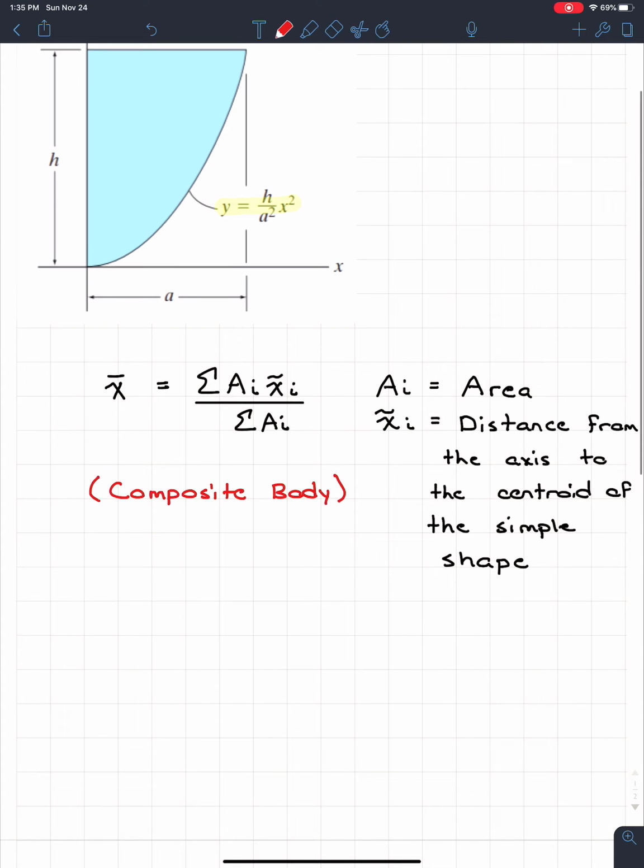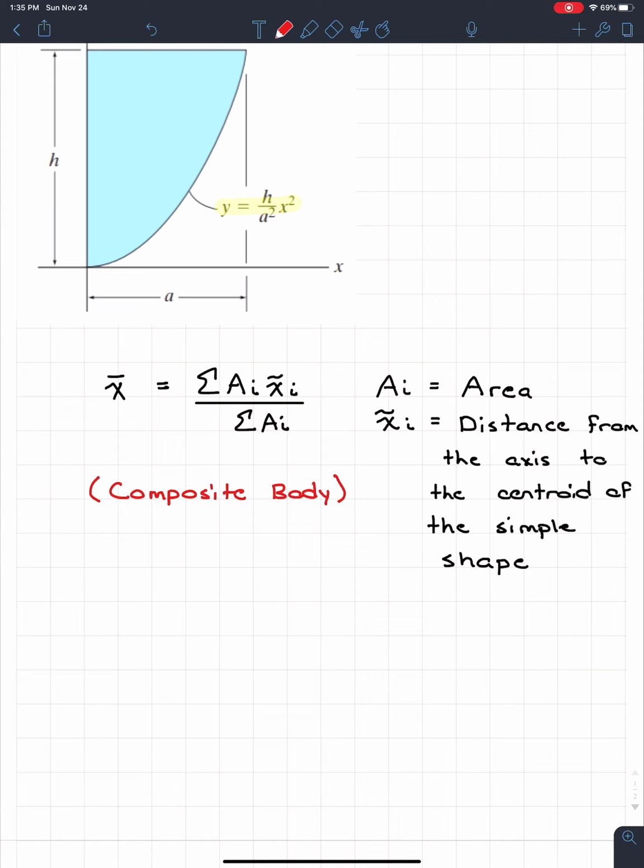Because remember, a composite body will always be simple shapes. Triangles, squares, rectangles, stuff like that. So we can find the area of those. And we also know the centroids of those simple shapes. Like for a square, we know that the centroid is going to be right in the middle. So it'll be easy to find the distance from the axis all the way to the middle of that simple shape. But again, we're going to cover this in the next scenario.